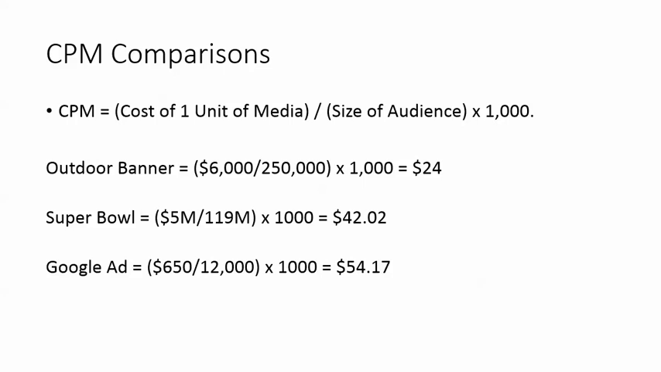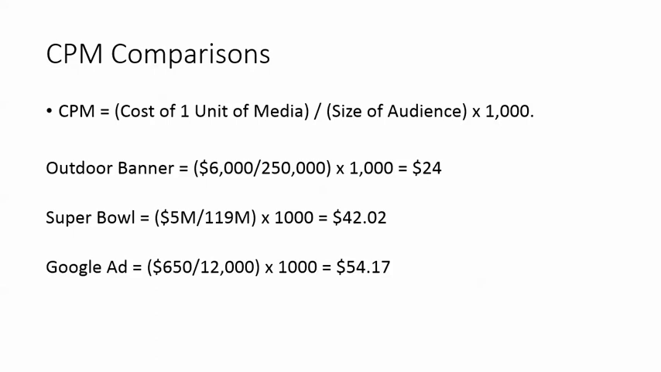If we were to buy a Super Bowl ad for $5 million and they had about 119 million viewers, we'd simply divide that and times it by 1,000 again and come up with $42.02. For the Google ad that we gave in another example for our pay-per-click, we took $650, divided it by the 12,000 impressions, that gets us to a number of $54.17.